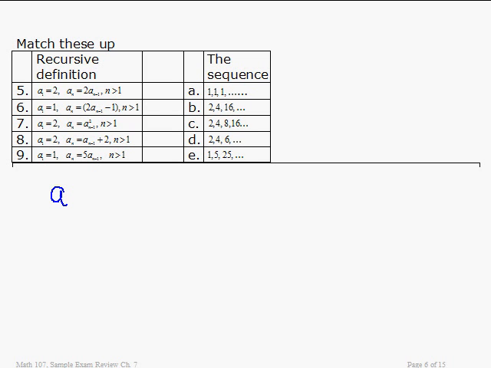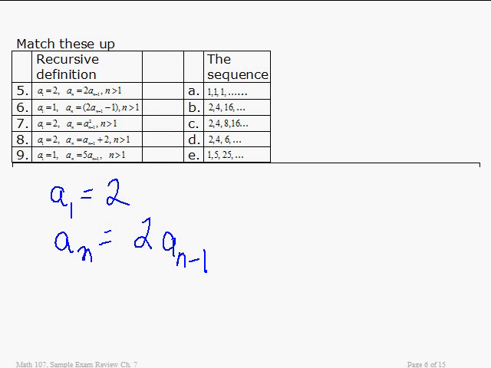Okay, what does a recursive definition do? In this case, it gives you the first term. The first term is going to be 2 in this sequence. Remember, a sequence is an ordered list of values, an ordered list of numbers. Okay, then it gives you a rule. I can find the next one as 2 times the previous one.